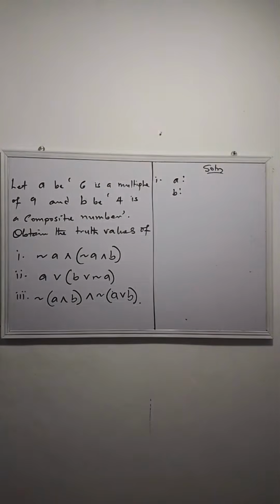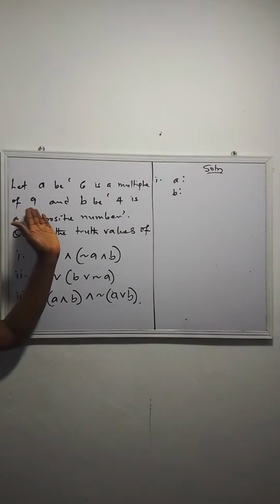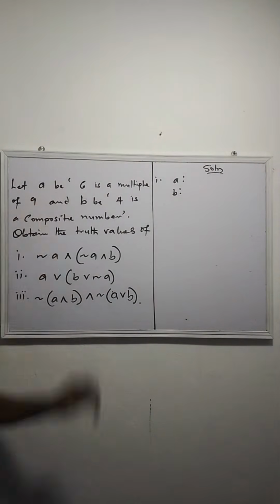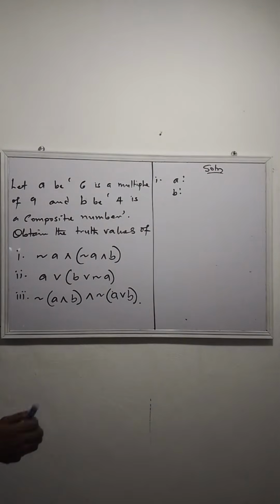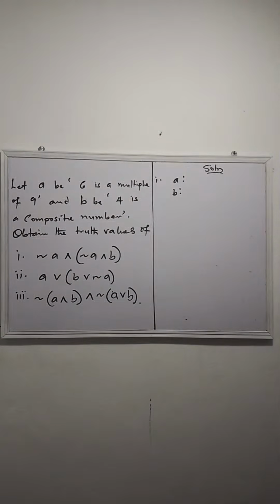Drop your answer in the comment section. What's going to be the truth value of A? What is the truth value of B? A is 6 is a multiple of 9 and B is 4 is a composite number. So what is the truth value of A and what is the truth value of B? Drop your answer in the comment section. Let me see what you have.